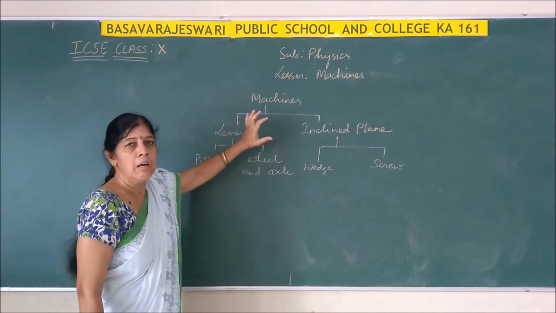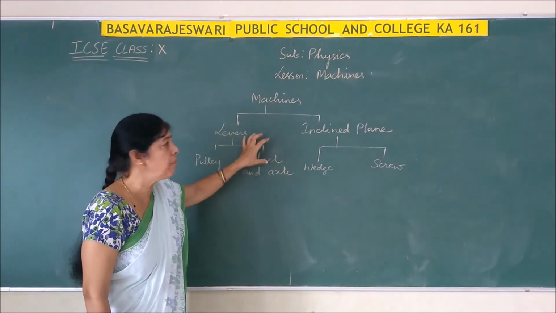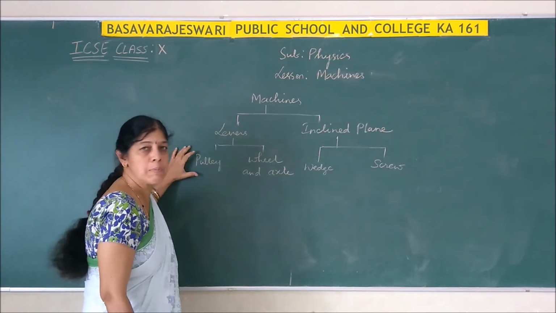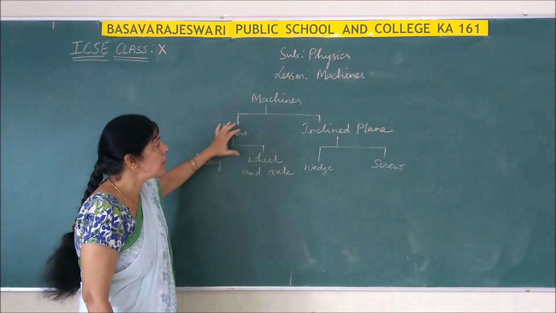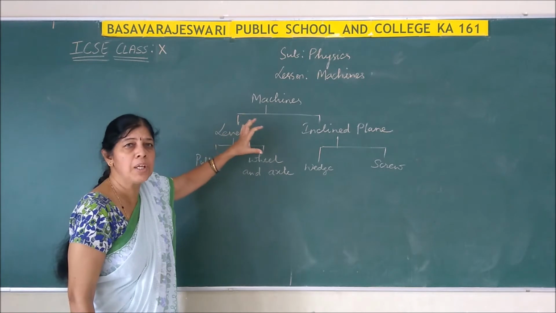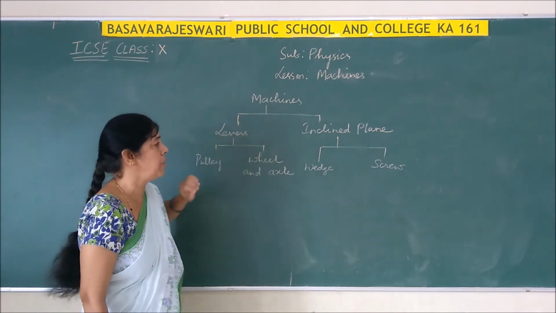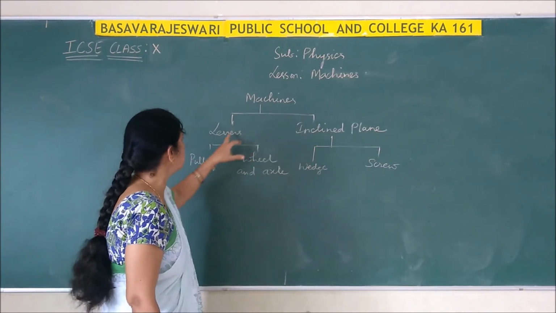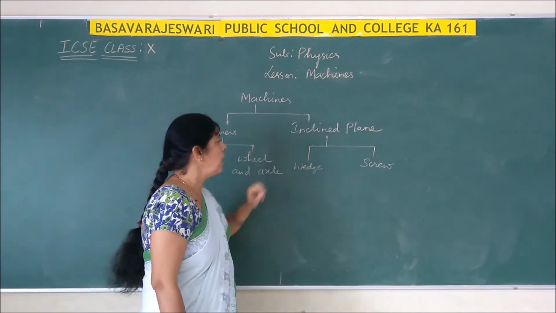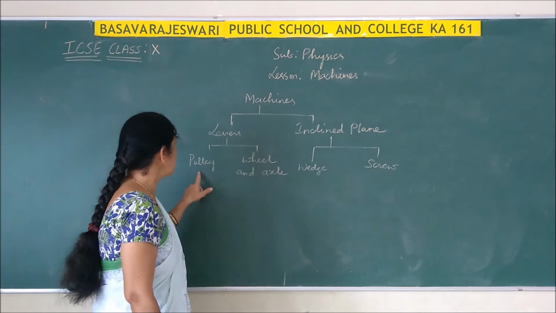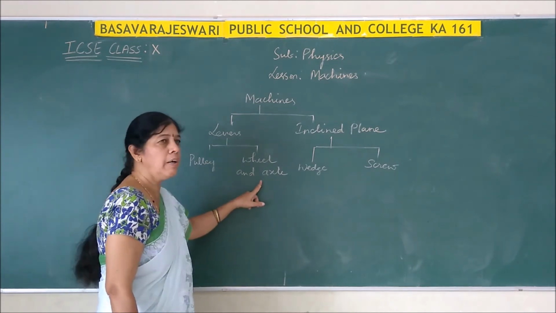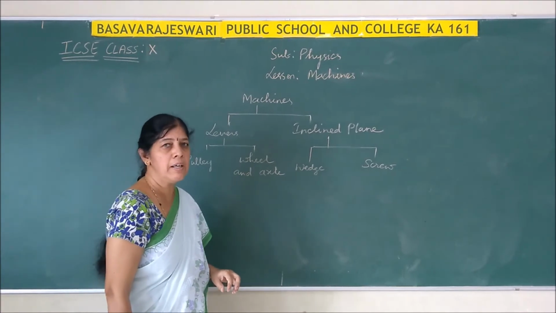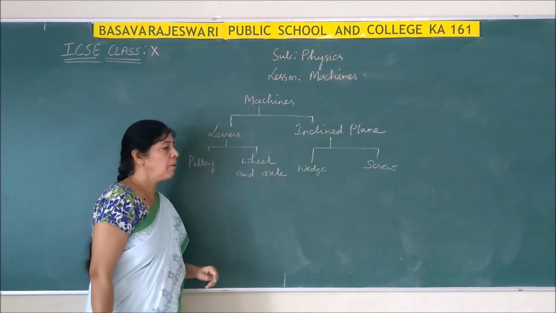Mainly in this chapter for this year we are focusing on pulley systems only. Before that, we have to learn some of the terms related to machines. Once again, I repeat, machines are classified as levers and inclined plane. Levers are further classified as pulley and wheel and axle. Inclined plane is classified as wedge and screw. Note this down.